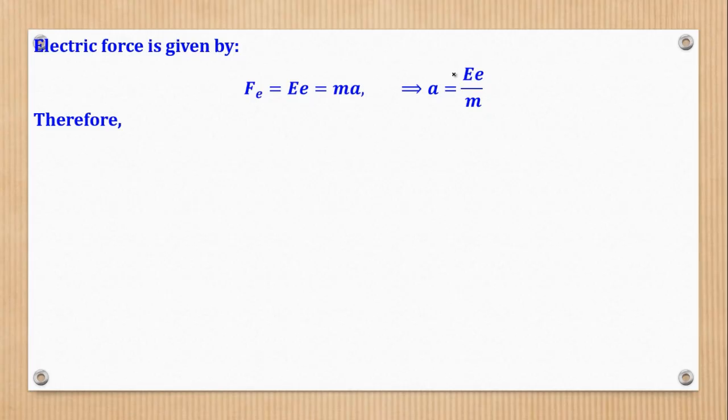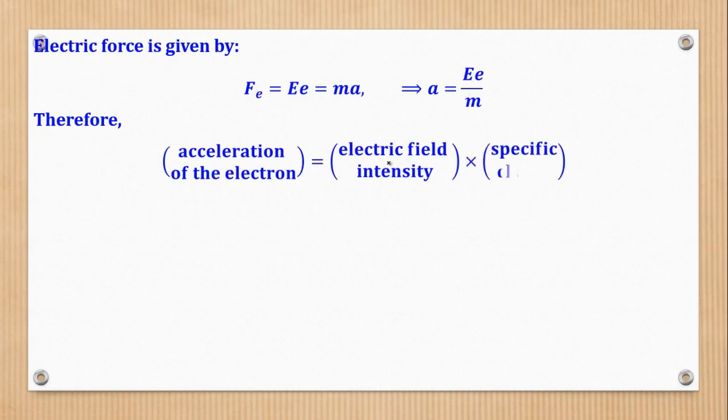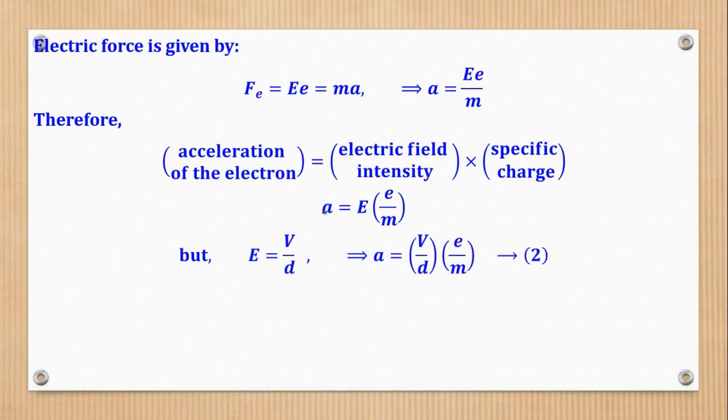But remember, they want velocity. So we shall say that, therefore, acceleration of the electron is equal to electric field intensity times the specific charge. Remember, this one is the ratio of charge to mass, so it is called specific charge. I can rearrange to come up with that. I've got acceleration, and I remember that electric field intensity is V over D. Therefore, where there is E, I'll put V over D to come up with equation 2 for acceleration.